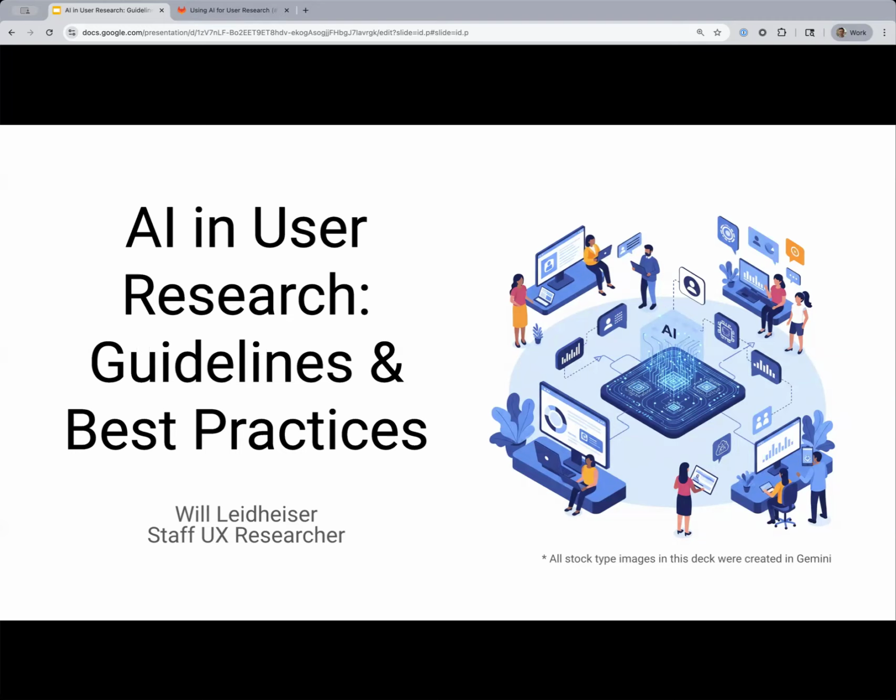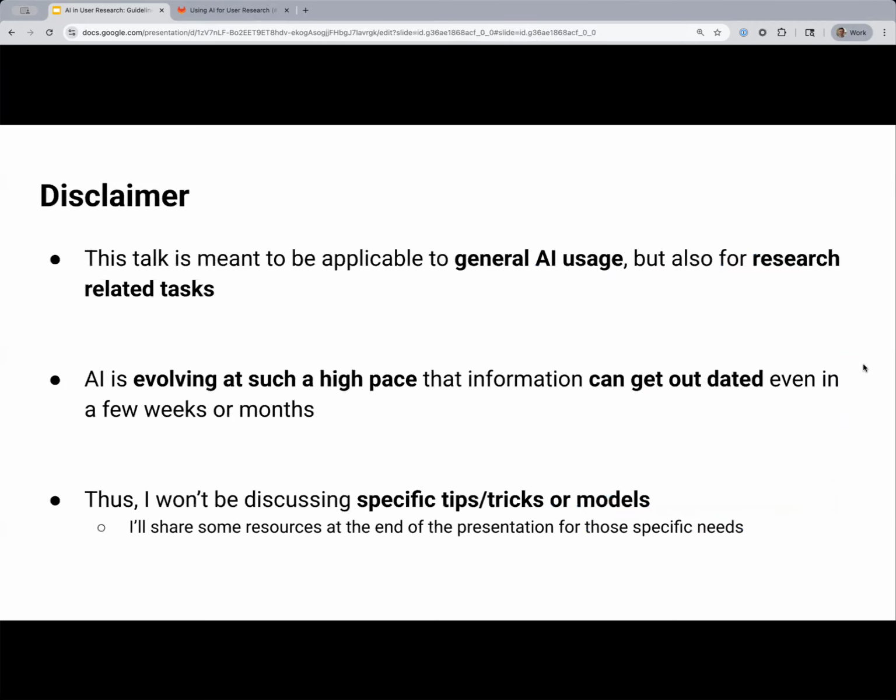I'm here to talk about guidelines and best practices in the context of using AI for user research. In terms of this presentation today, I'm going to keep it pretty high level. I think a lot of these things are more grounded in user research, but do apply to our broader UX team.